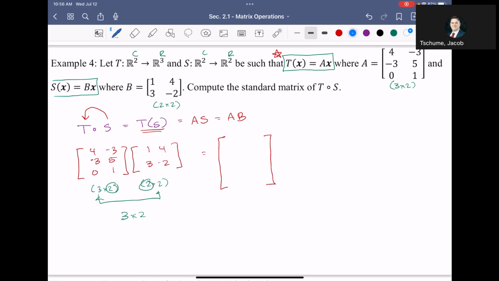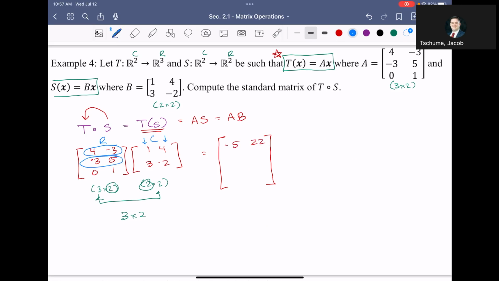So I'm going to use the row column rule again. So the rows of the first matrix times the columns of the second matrix. Let's take row 1 and multiply it by each column of the second matrix. So if I do that, [4, -3] times [1, 3] would be 4 minus 9, which is negative 5. [4, -3] times [4, -2] would be 16 plus 6, which is 22.